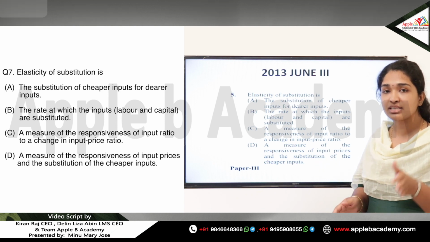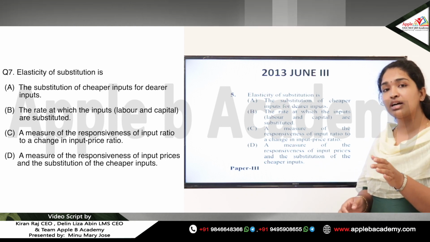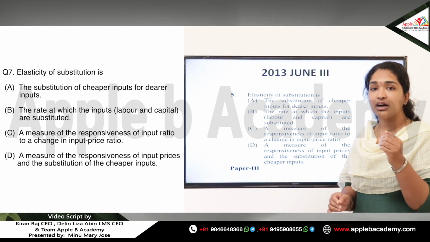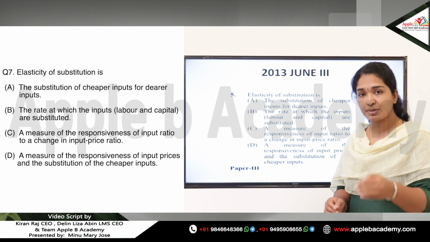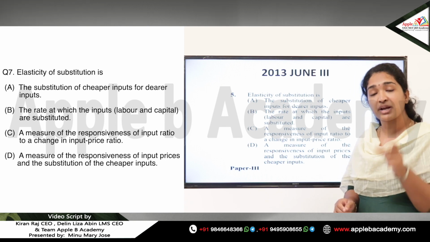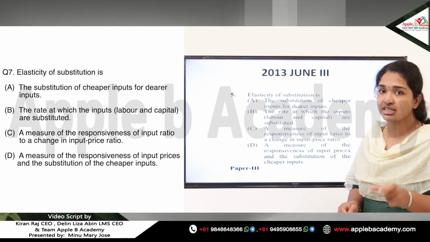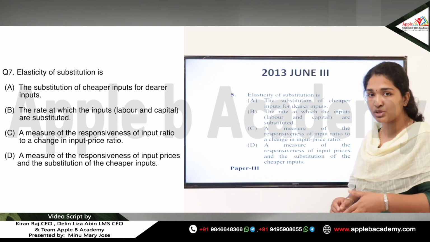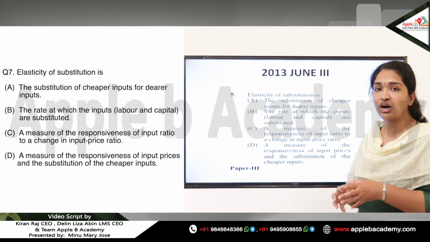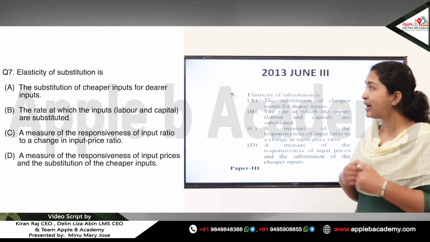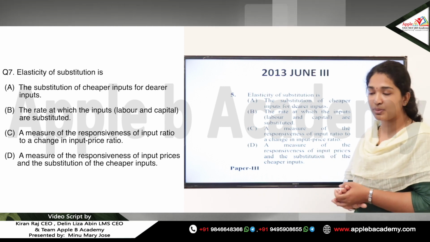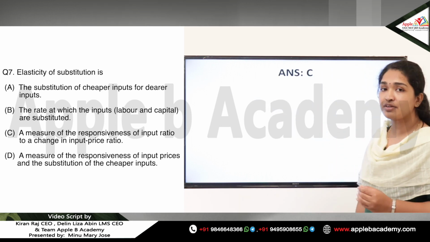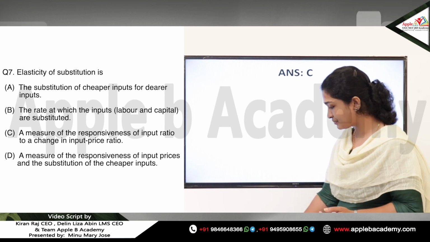It mainly considers the substitution of the factors of production, but there is an influence of the price of each factor of output over it. So it is also determined based on the prices of the inputs. We have to keep these two concepts in mind and then find the answer for this question. The answer is option C.